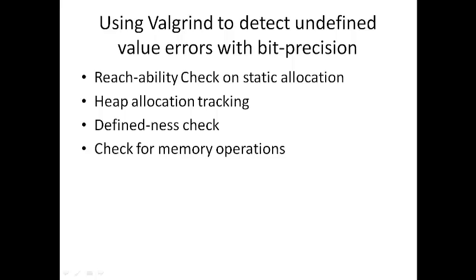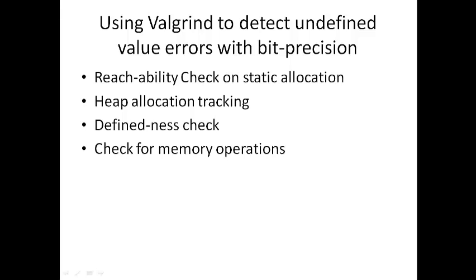The next paper that we are going to discuss is using Valgrind to detect undefined value errors with bit precision. The paper discusses mainly the memcheck operation of Valgrind and how it is effectively used. The 4 techniques that are discussed are the reachability check on static allocation, heap allocation tracking, definedness check, and check for memory operations. Let's see what these operations are in detail.